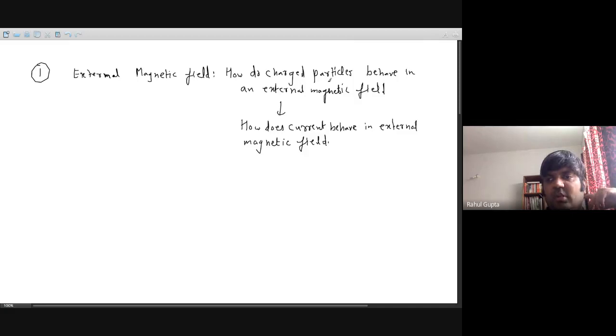Number one, how do charged particles behave in external magnetic field? And number two, how does current behave in external magnetic field? This follows up naturally. Do you understand why? Because what is current? Current is nothing but a moving set of charged particles, moving set of electrons.